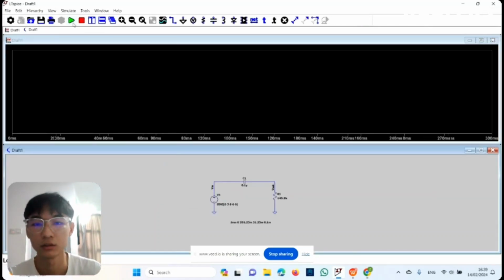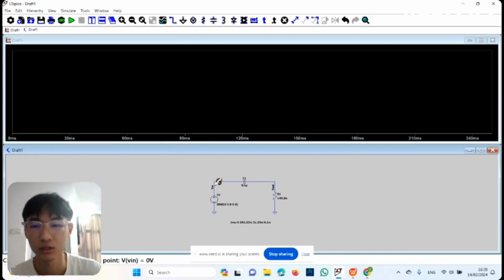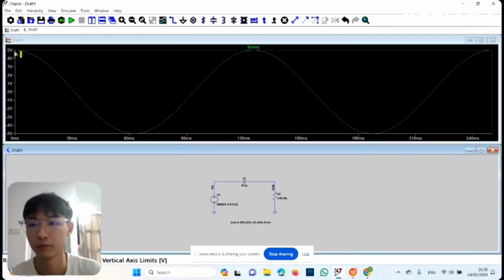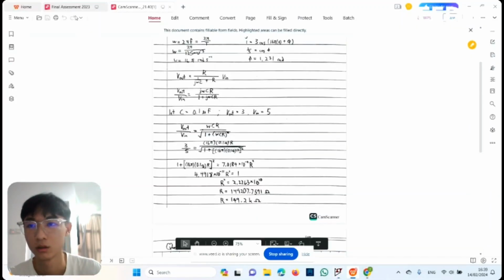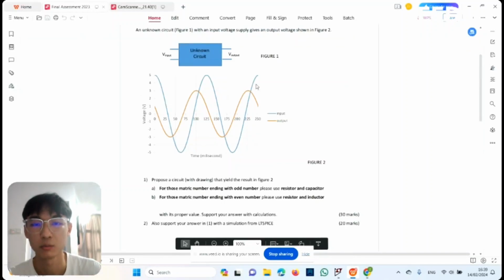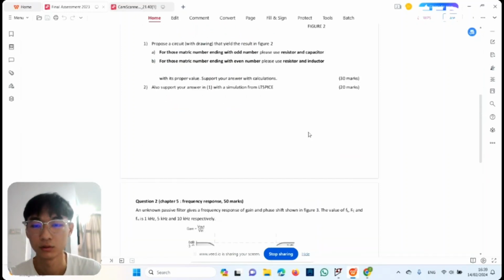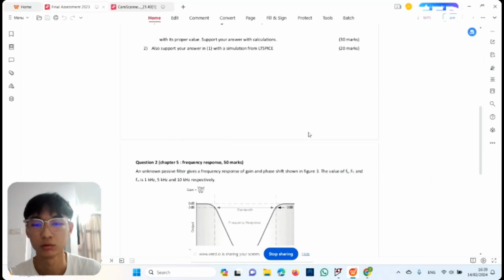And then we run the circuit. This is the input, starting from voltage 5, and this is the output. The time T is also equal to 125 millisecond. We get the same graph as figure 2, and that means our calculation is true and our circuit is true.